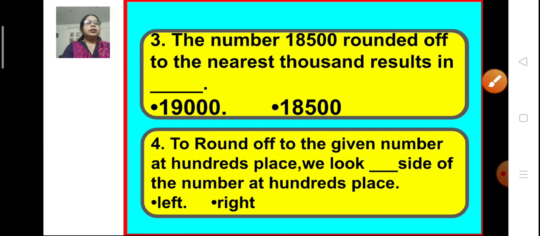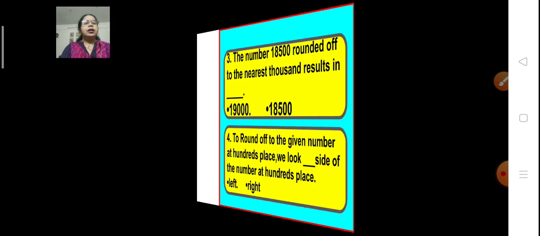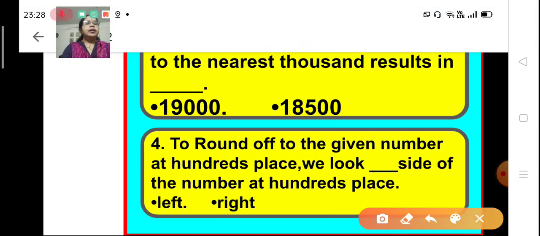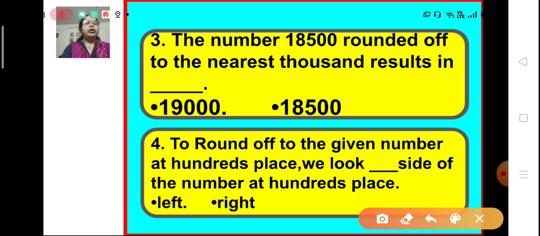Next one, the number has to be rounded off to the nearest 1000. So in this case we look at the digit to the right of the thousands place, that is 5. So 8500 can be rounded off as 9000, and the number becomes 19000.